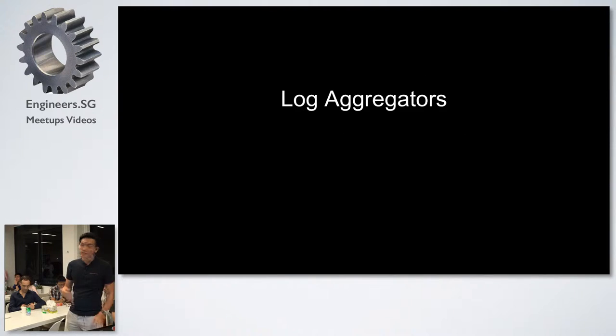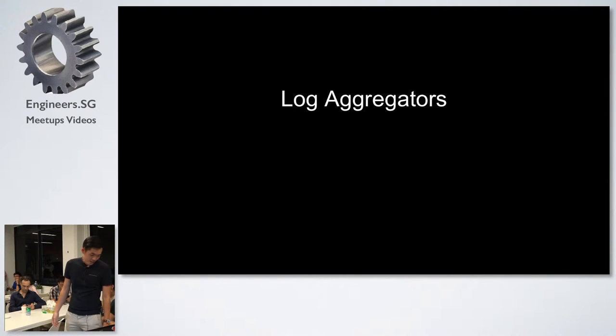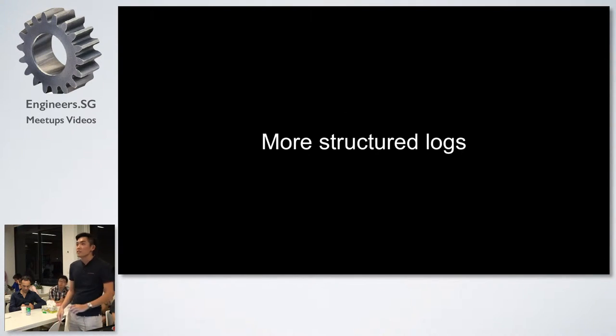So what we need is something like a log aggregator, some kind of filtering, some kind of thing we can search. That's what we tried. And what we realized was that it's actually very difficult to parse Rails logs because, as you can see, Rails logs are very English-like. Imagine you have to write the regex for this to pull out information. It's very hard, because there's no proper format to this. So what we want is more structured logs, more machine-readable logs.